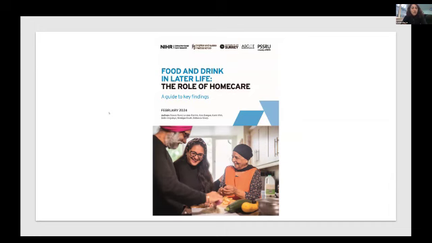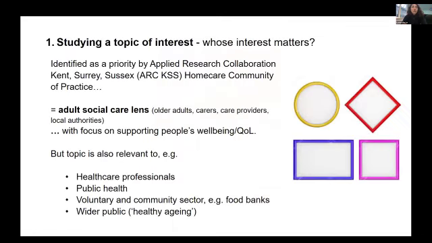Next slide, please. So the first question that we needed to answer is whose interest matters? The topic of this study, as Stacey talked about in the introduction, came mainly from a social care perspective, and of course the interest of people who use the service is the main interest, and the topic was also identified as a priority through engagement with the Applied Research Collaboration, Kent, Surrey and Sussex Home Care Community of Practice. So again, the focus is very much on home care and social care services, and we do bring that lens quite heavily in this project.